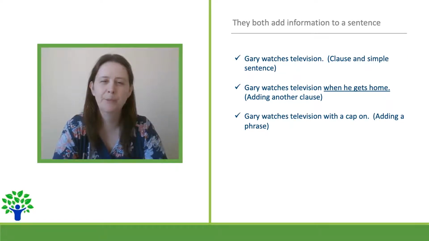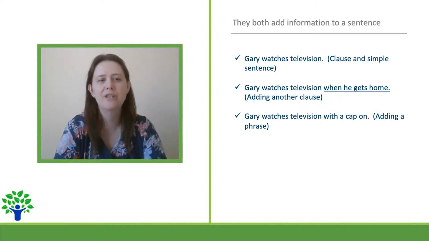So for example, "Gary watches television" is a clause and a simple sentence on its own. However, if you want to extend that sentence and develop it, you could add to it. So you could add another clause. For example, "Gary watches television when he gets home." Or "Gary watches television with a cap on." This is a phrase because "with a cap on" makes no sense on its own.